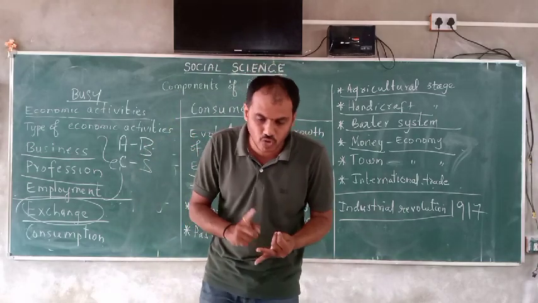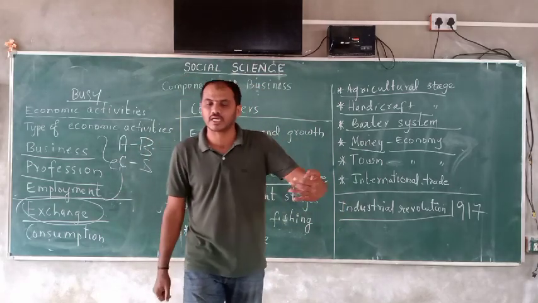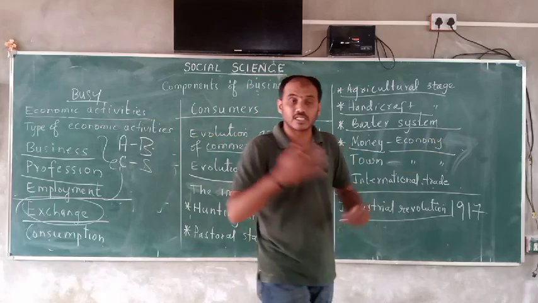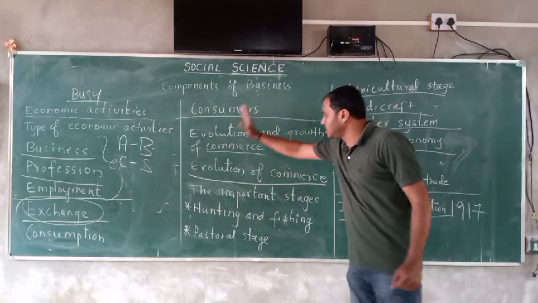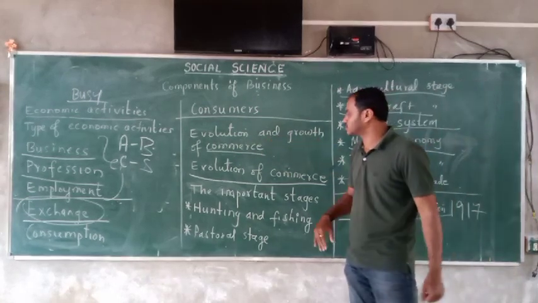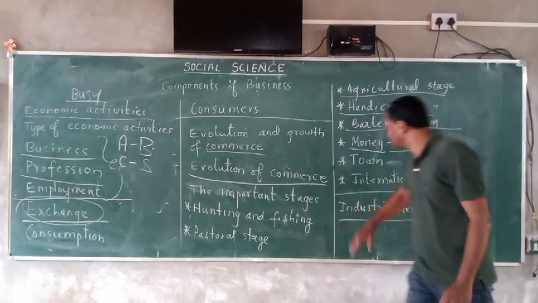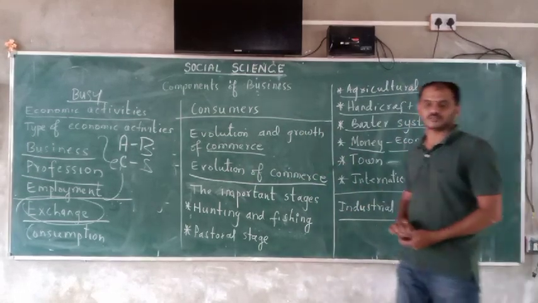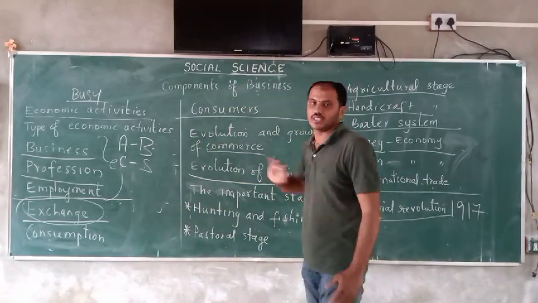The production of goods was carried out not only for the local market, but for the national market as well as for the international market. So this is the clear picture regarding the evolution and growth of commerce. These are the important stages. So this is regarding the components of business.